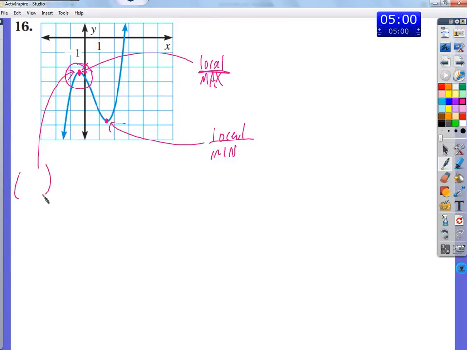Okay, where does it look like that one is? Here. -0.5, comma, -2.2. Sounds good to me. -2.2. And this guy, -2.5 for the x. 1.5 for the x.